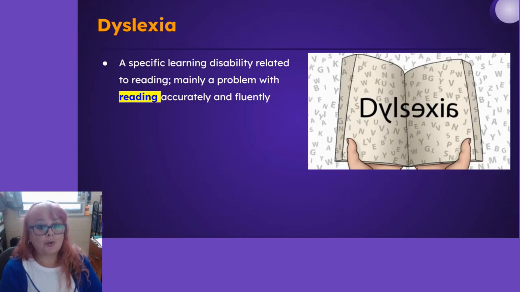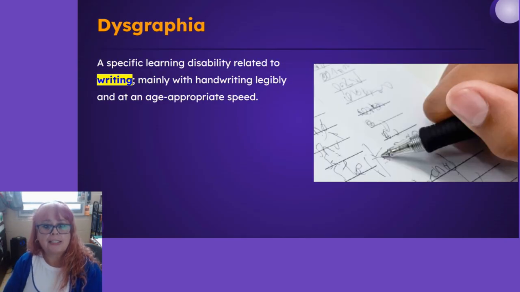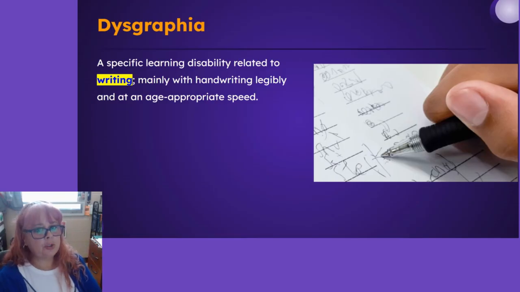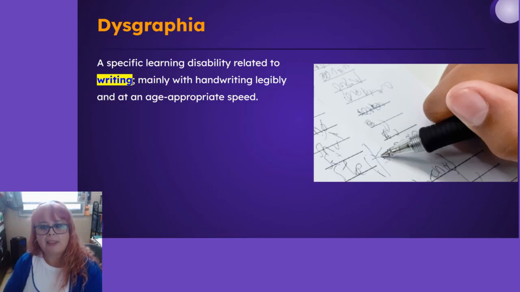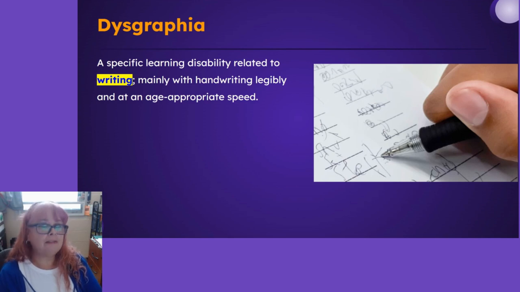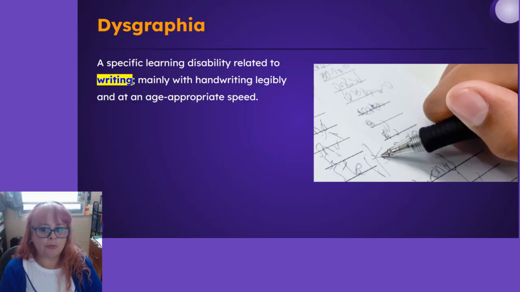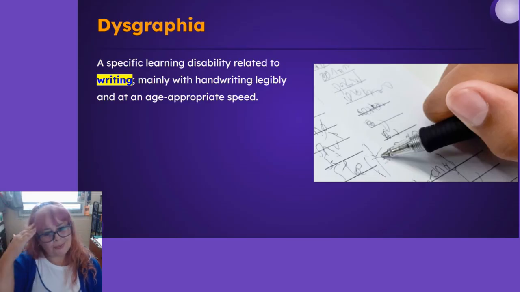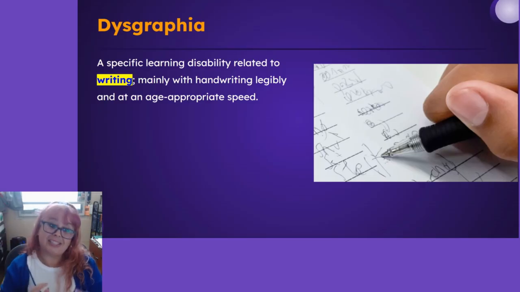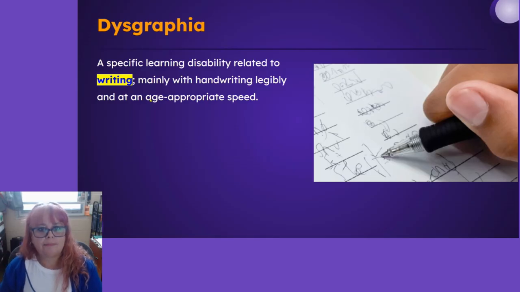The next one is dysgraphia. Dysgraphia is a specific learning disability related to writing. It's mainly with handwriting legibly, which means it's readable and at age-appropriate speeds, but it could also mean things like written expression issues, getting your ideas from your head onto paper, even if it's typed or some other means. So you have trouble with either handwriting or the task of writing in general.